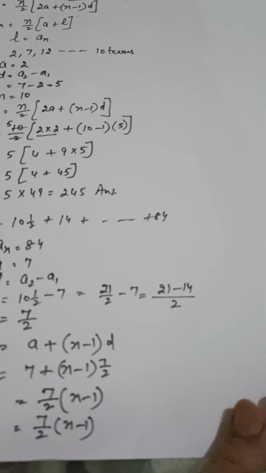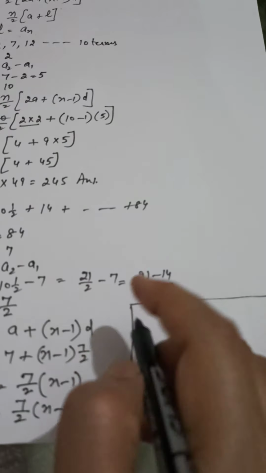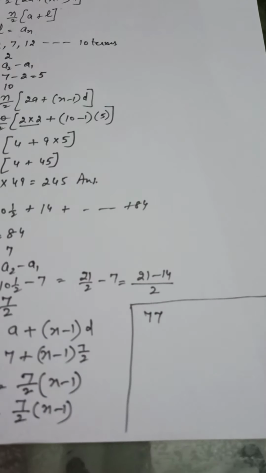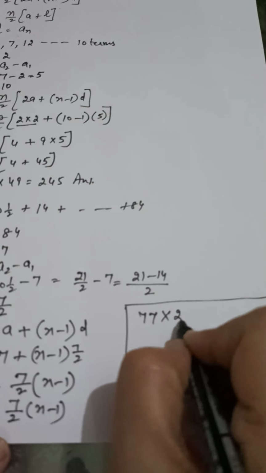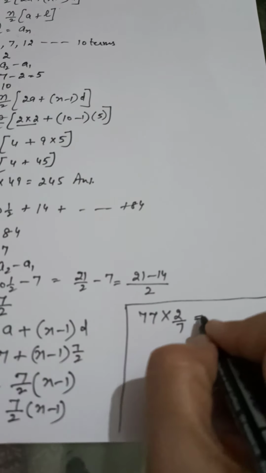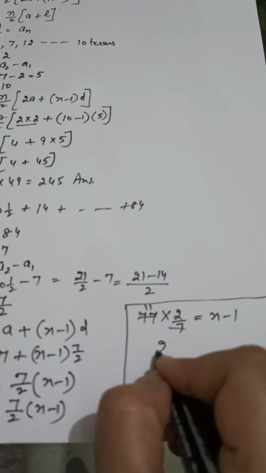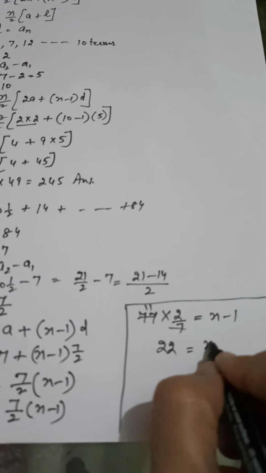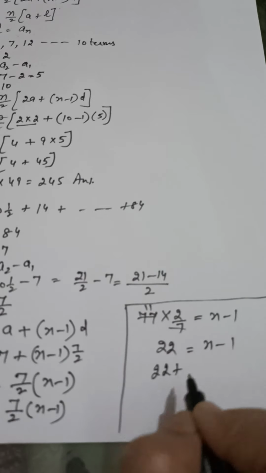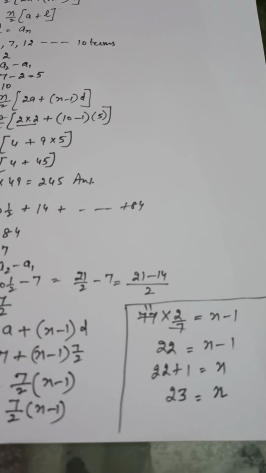Now we get 77, 7 upon 2 moves to the left hand side, that will be converted into 2 upon 7, equal to n minus 1. 7 elevens are 77, so 22 is equal to n minus 1. 22 plus 1, that is equal to n. So n is equal to 23. This is the first part of the sum.